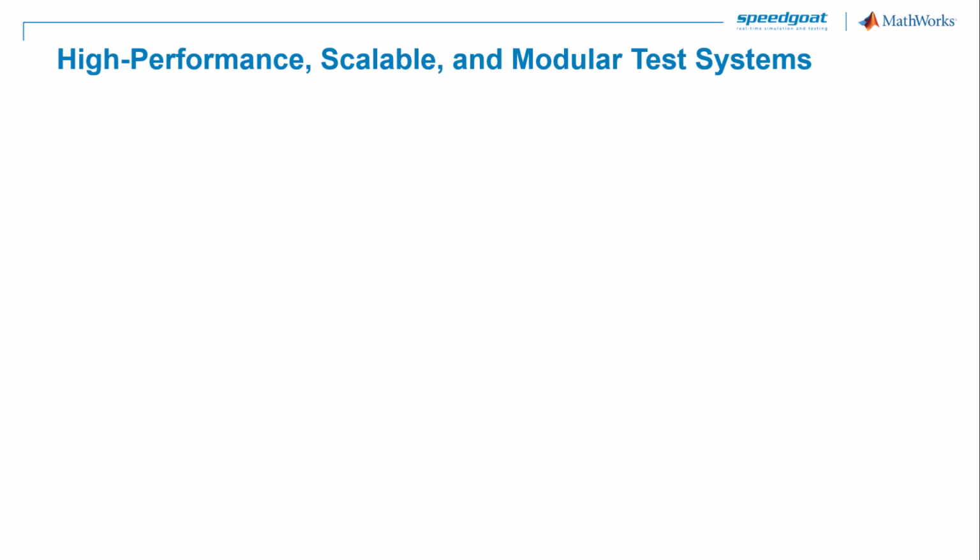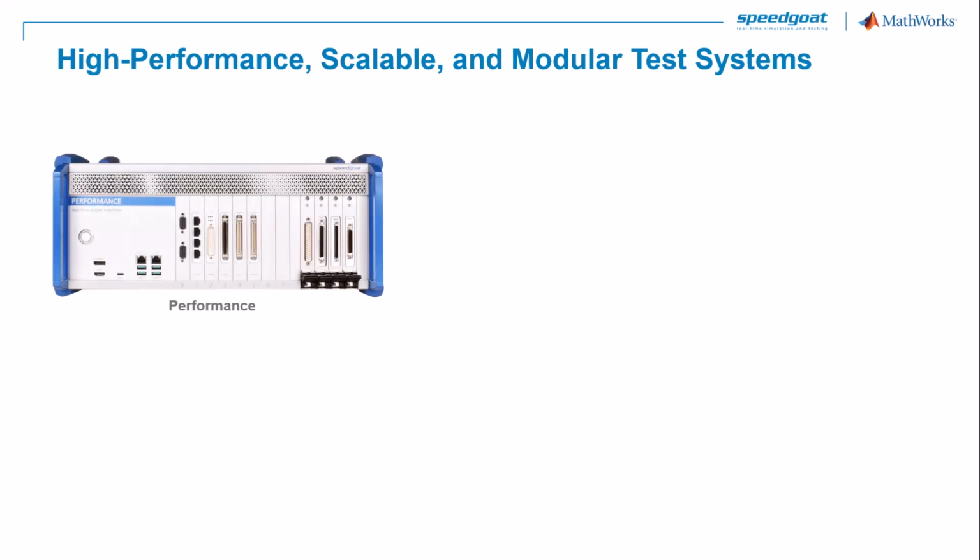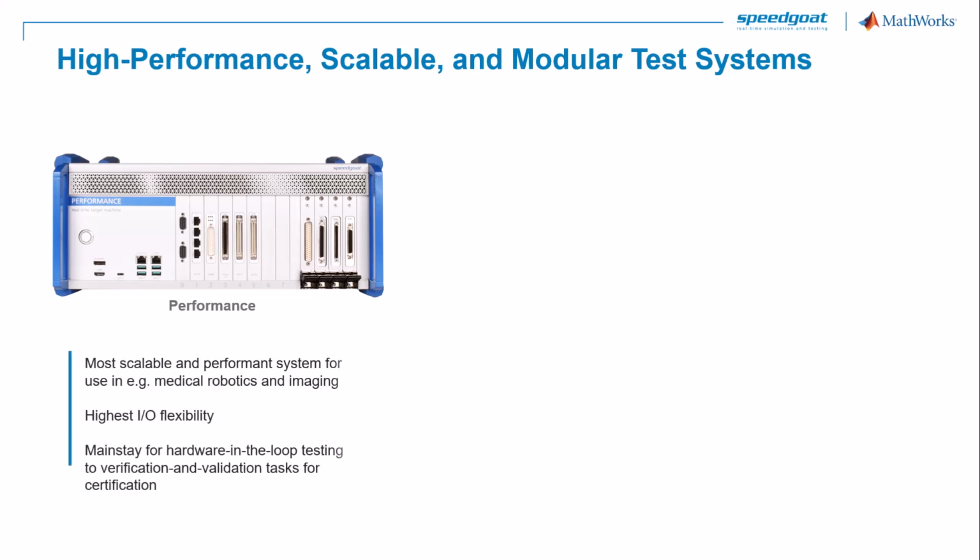Let me introduce some of the Speedgoat test systems which you can use for your specific medical device use cases. First, we have the performance. It is the most scalable and performant test system with the highest I/O flexibility. It is generally suited for desktop and laboratory use. It is powerful enough for applications in medical robotics and computer vision for medical imaging. It is the mainstay for hardware-in-the-loop testing and real-time digital twin simulation for completing verification and validation tasks according to the certification standards for medical control software.